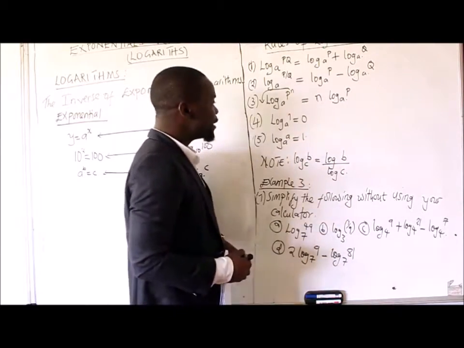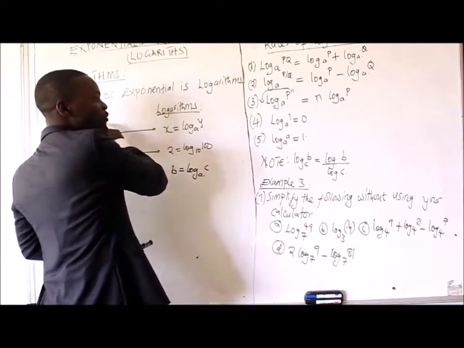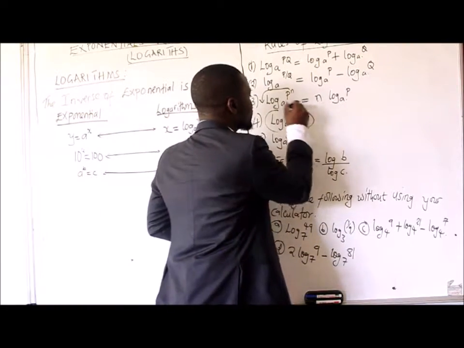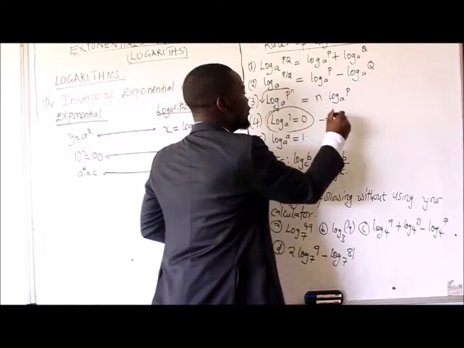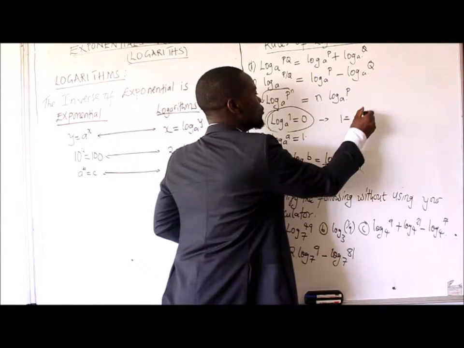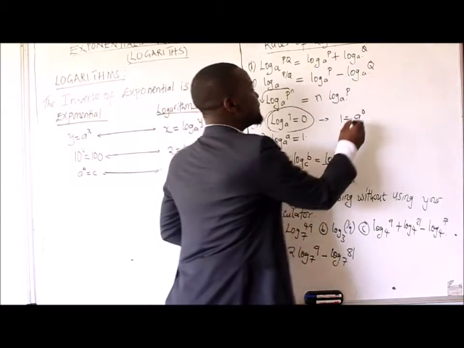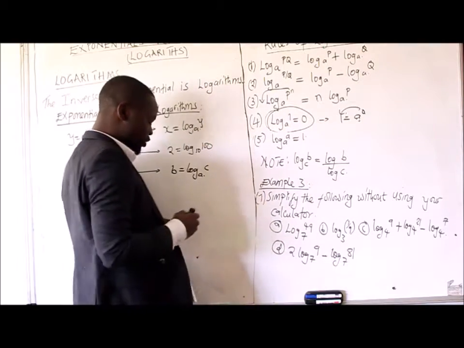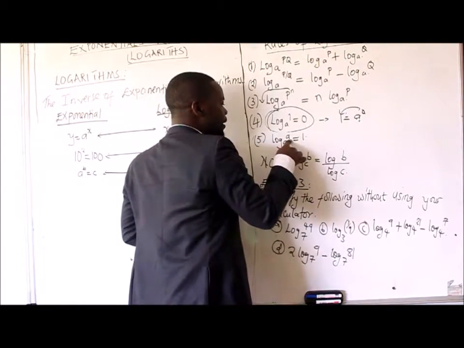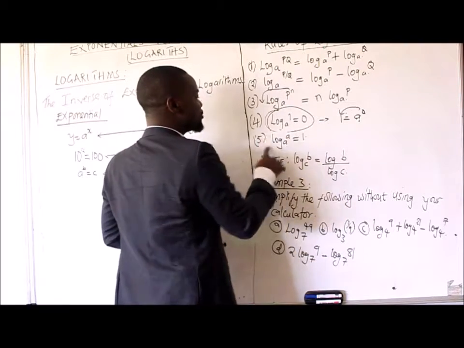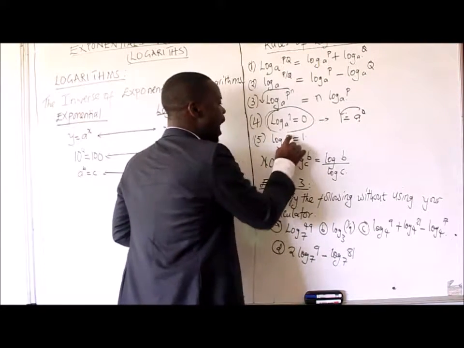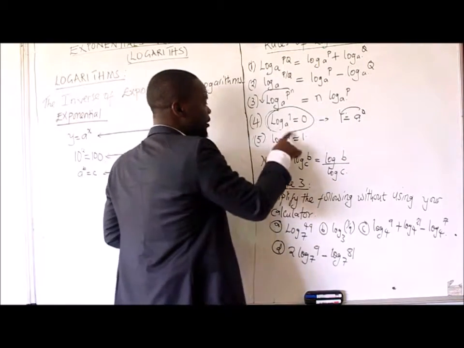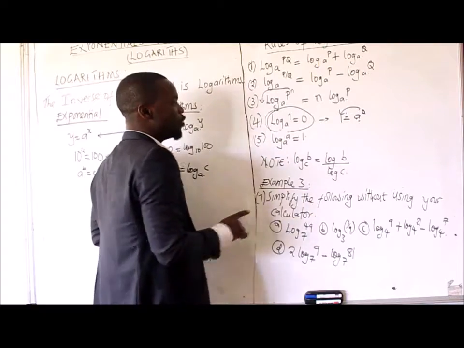This actually is gotten from exponentials. For example, when you convert this into exponential, what are you having? We are having 1 is equal to a to the power 0. And we said that any number raised to the power 0 is what? It's 1. Okay, let's come to rule 5. Log of a base a is equal to 1. This simply means that if the logarithm and the base are the same, then your answer is 1.